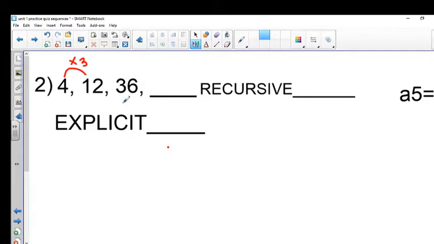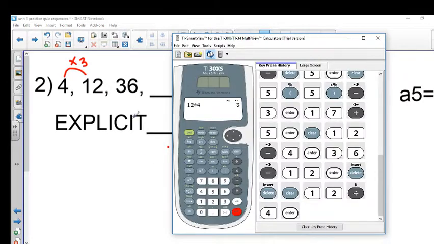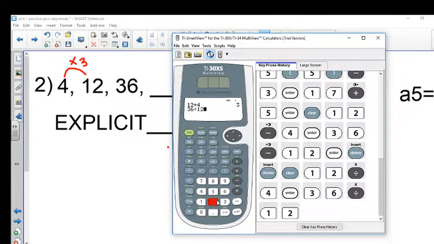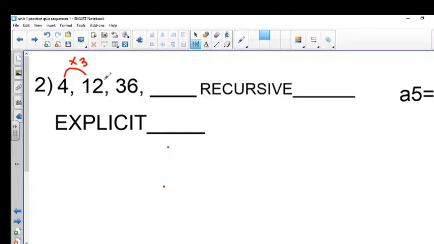Let's try this one. So the next one we're going to do this term, 36 divided by 12. So 36 divided by 12. And let's see if we get 3. Voila, we got 3. So that means we are multiplying by 3.